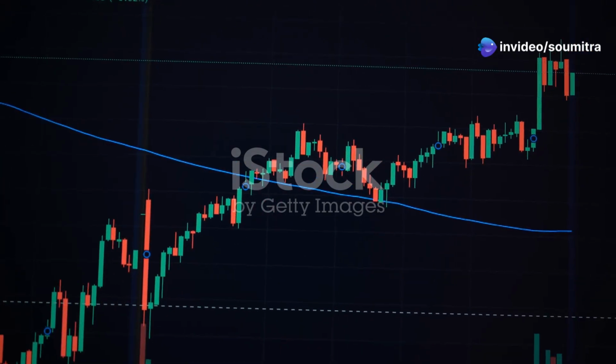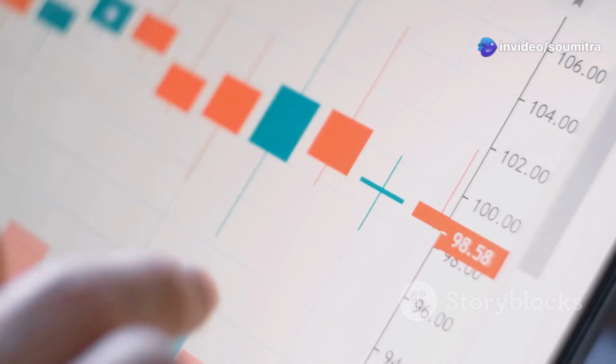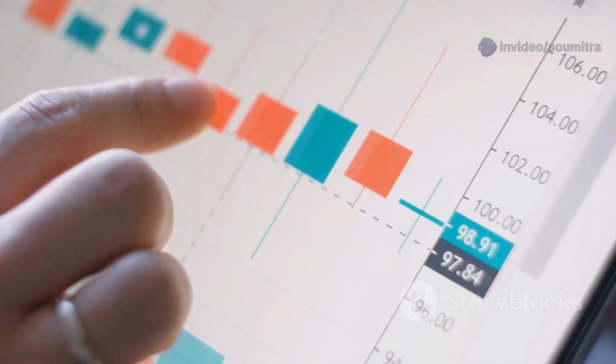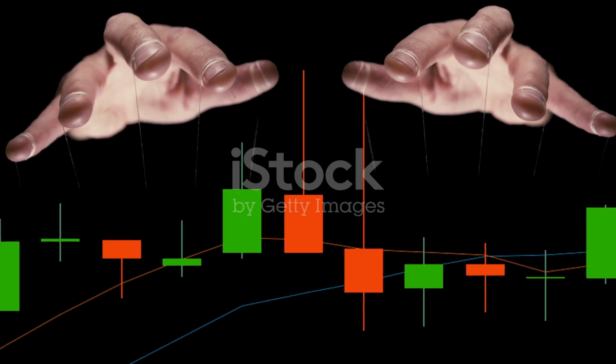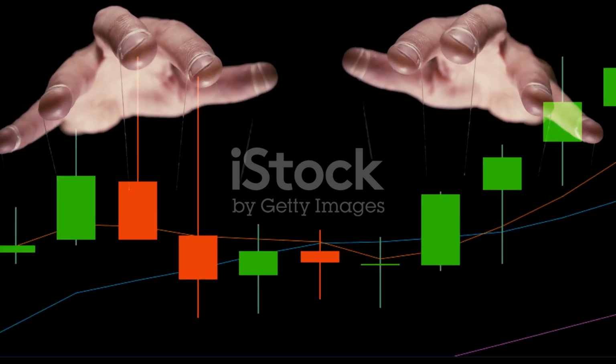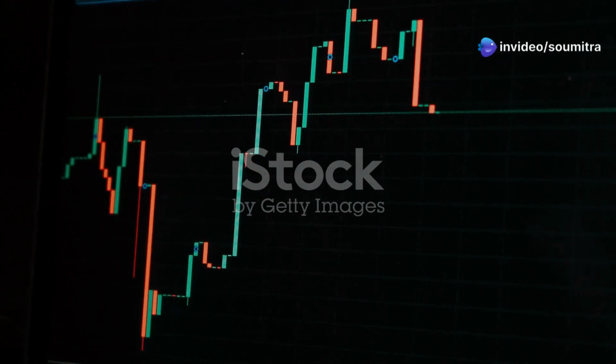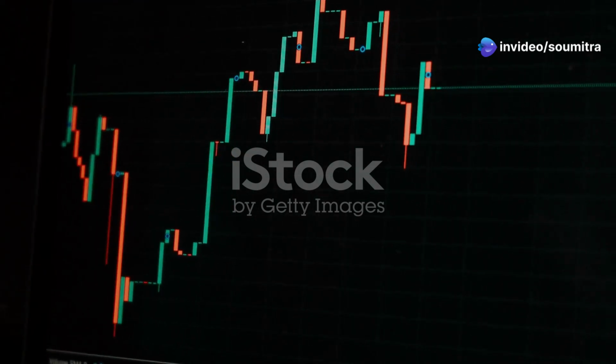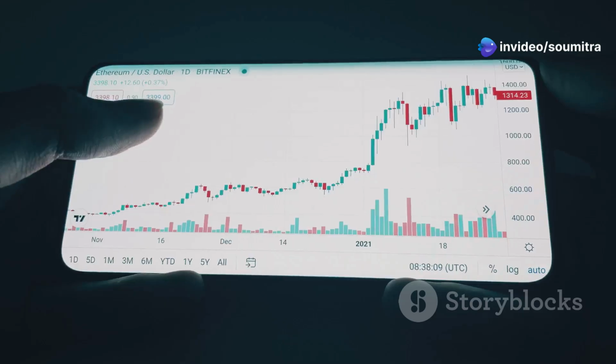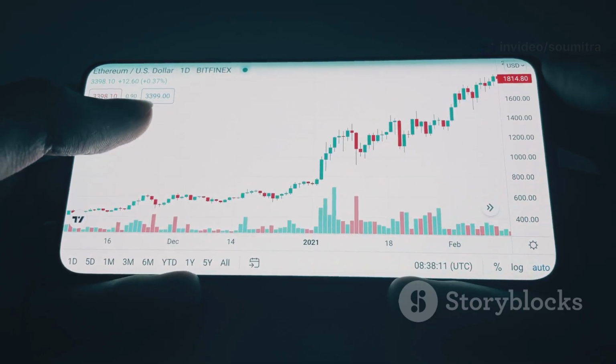So, what exactly is an inside bar? It is a very simple but powerful candlestick pattern. Imagine you have a big candle on your chart. We call this the mother bar. The next candle that forms is smaller. It is completely contained within the high and low of the mother bar. This smaller candle is the inside bar.